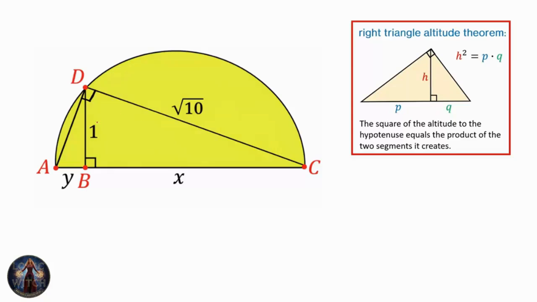So applying this theorem on this triangle, we can write 3 into y is equal to 1 square, where 3 is nothing but the value of the x. We have already solved for x, right? So what I'm going to get is that 3y is equal to 1 and my y is going to be 1 by 3.